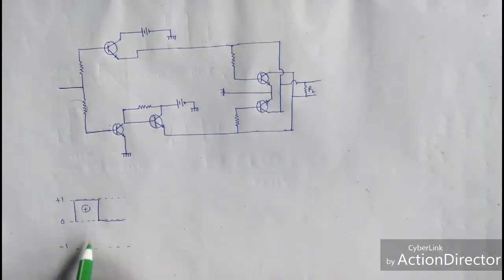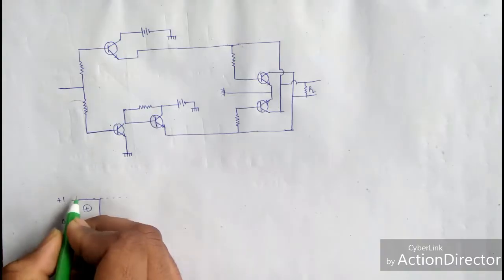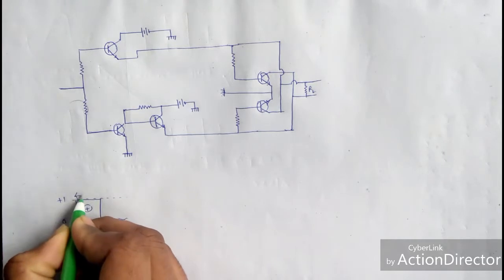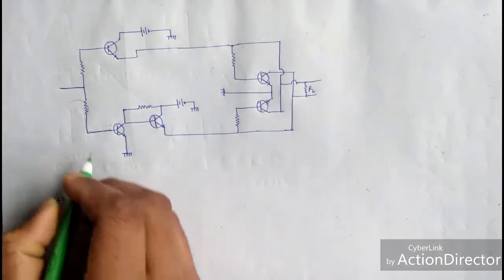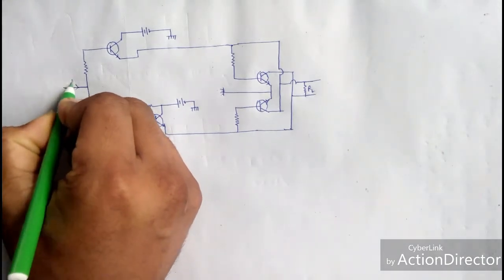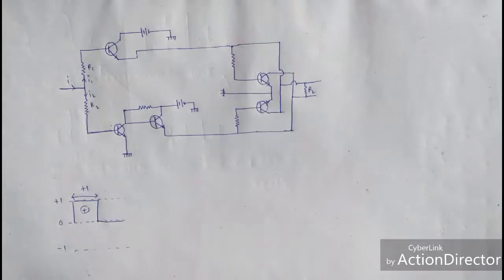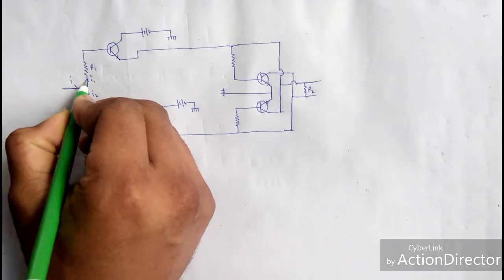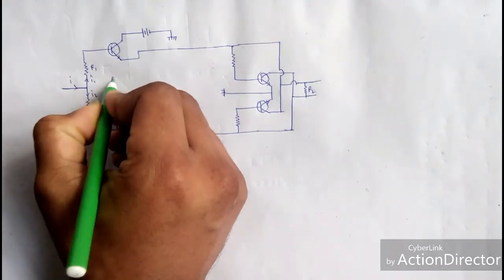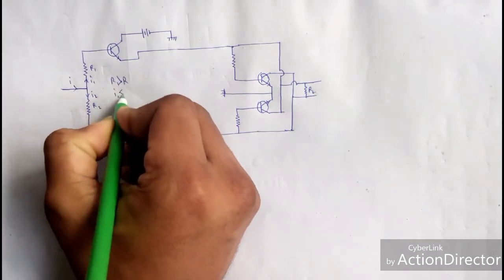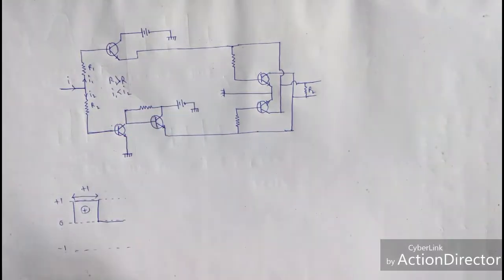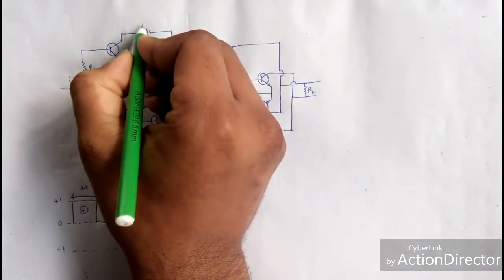This is a full cycle half square wave. Let's consider the first half, where the input signal is +1, and we can get here some current I. Here the current is dividing into I1 and I2, as R1 greater than R2, I1 less than I2. These two batteries are same.